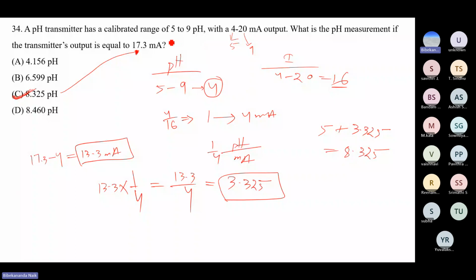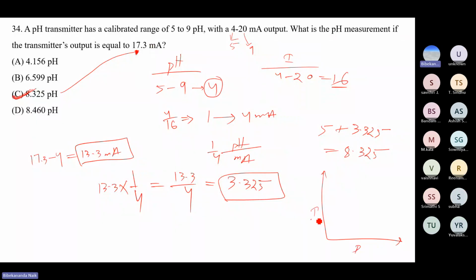Basically, these are linear calibrations. Suppose this is pressure and this is current, or this is pH and this is current. It is varying linearly, but things are different when it is varying non-linearly. So these are all linear calibrations, and linear calibrations are more dependable.